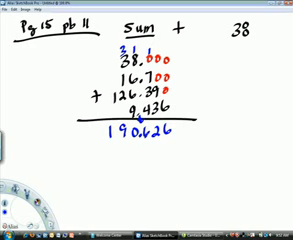Yeah, I did. This is a 5. Okay, but as you can see, there was no other answers even close to that. 190.526, that's the letter B. Okay, any questions?